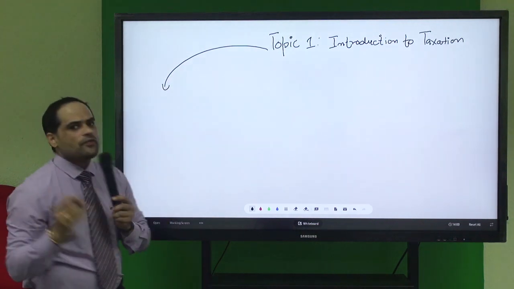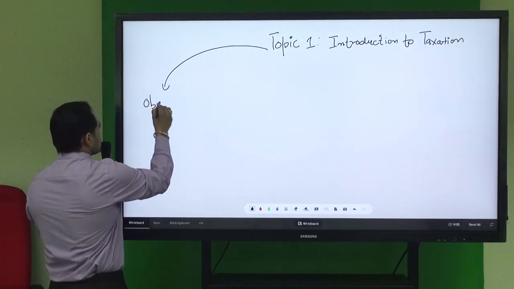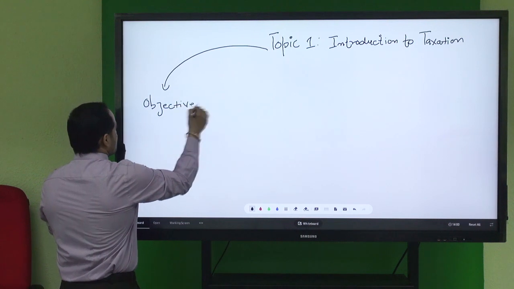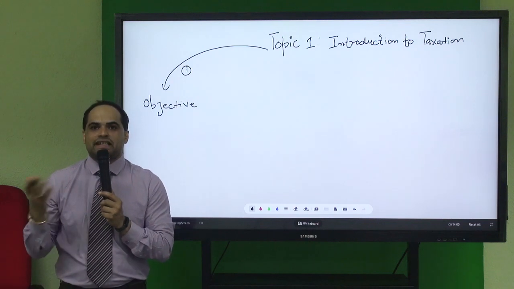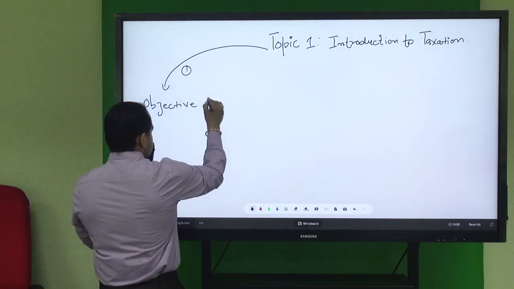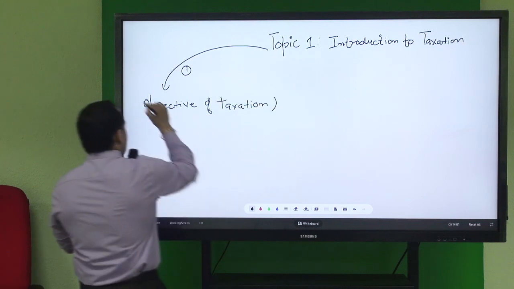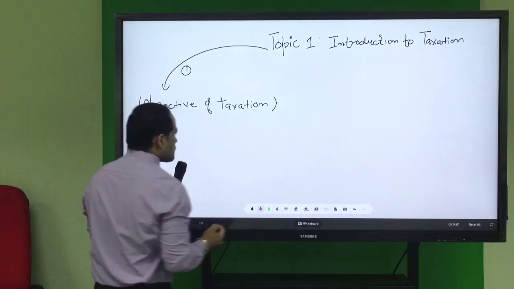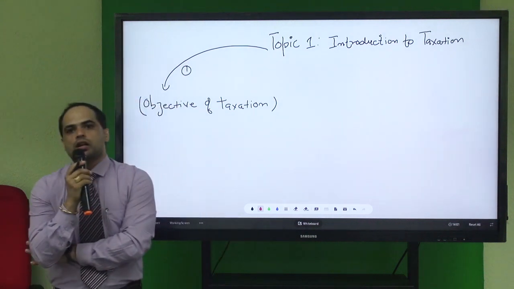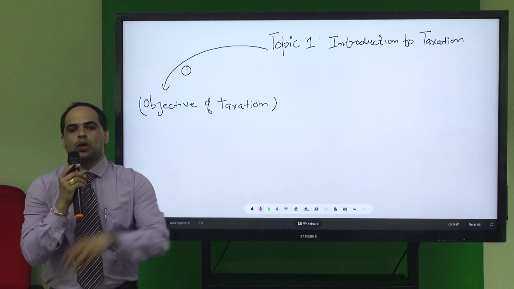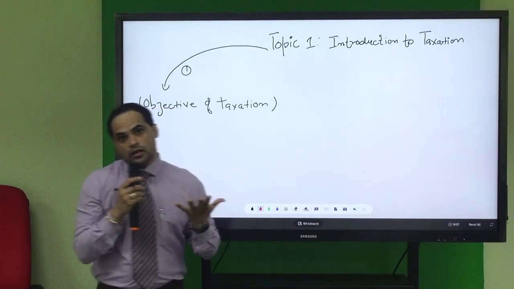the objective of taxation. The first learning outcome is the objective of taxation. What is the objective of taxation? Before we discuss that, we need to understand the meaning of the taxation system. I hope you all know what tax is.